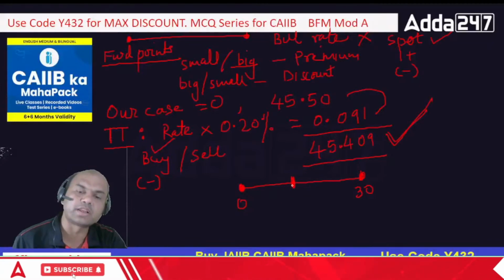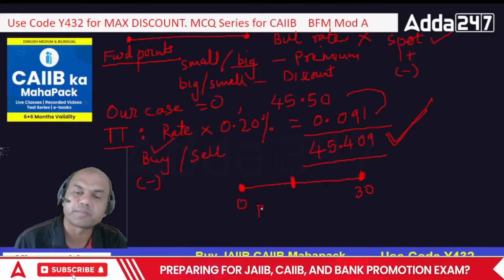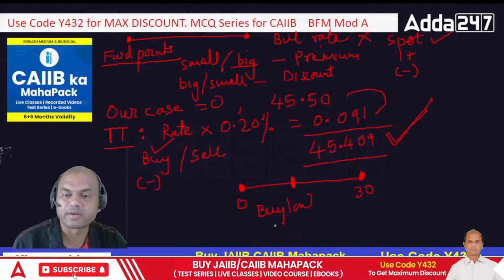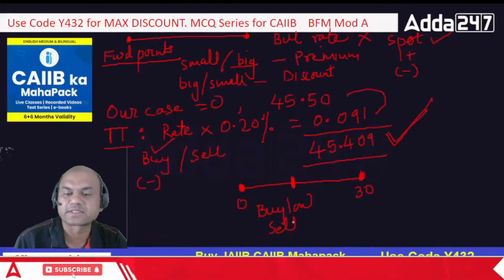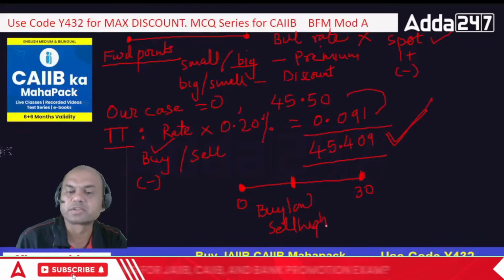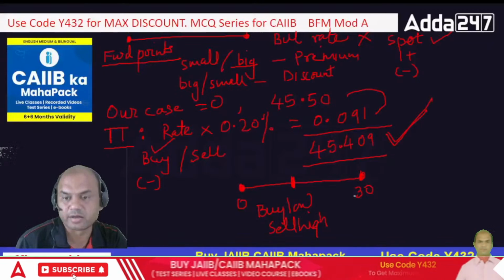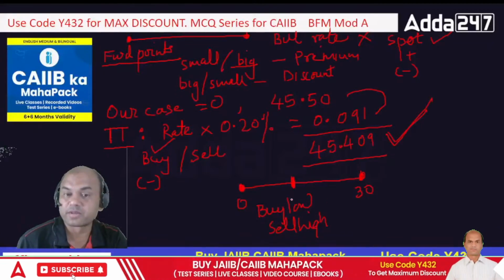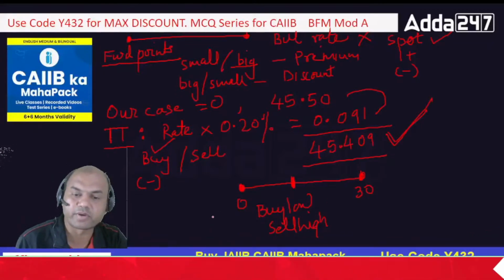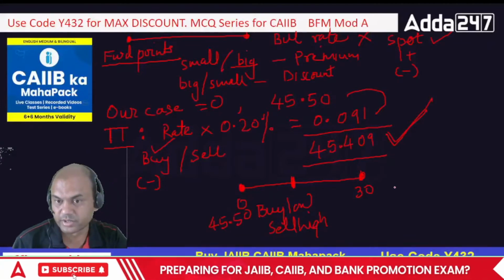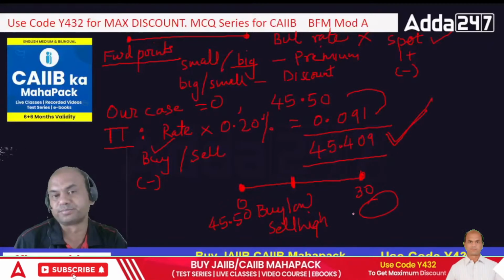So in that case, what will I do? I'll use the buy low, sell high maxim. This is called a maxim. Buy low, sell high means I'll have to buy at a lower rate and sell at a higher rate. So here I am buying. So what will I do? I'll take 45.5 over here. Then I'll find the rate after 30 days also.